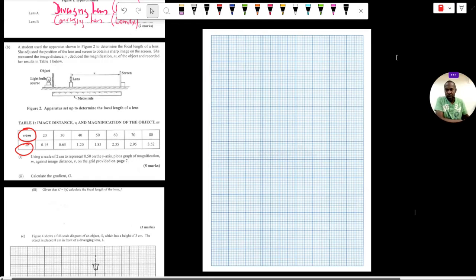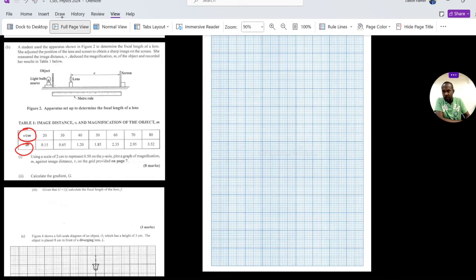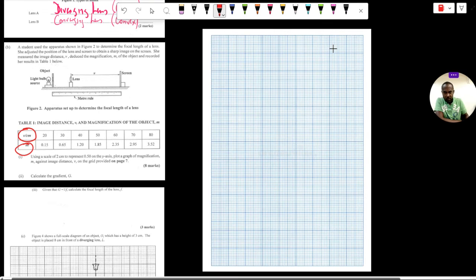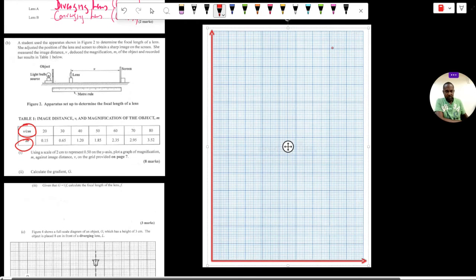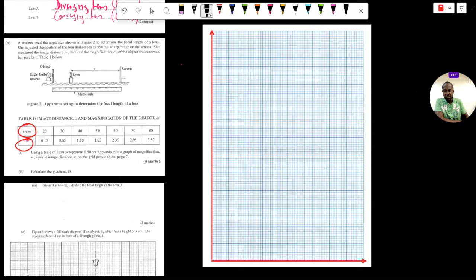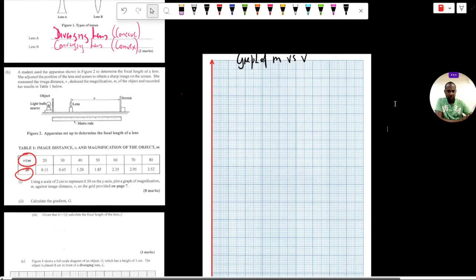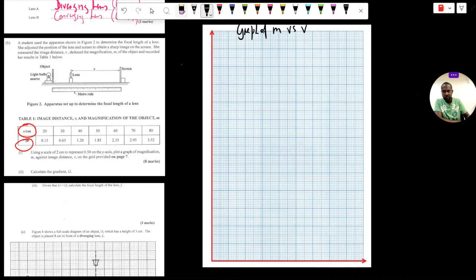All right, so let's proceed to plotting our graph. There we have our axes being drawn. Let's proceed to label our axes, and before that, let's put in our title. This is going to be a graph of magnification versus image distance. So the title: graph of magnification M versus image distance V.